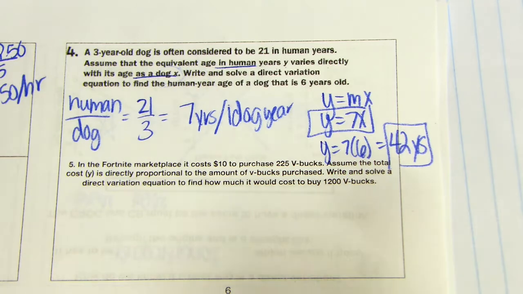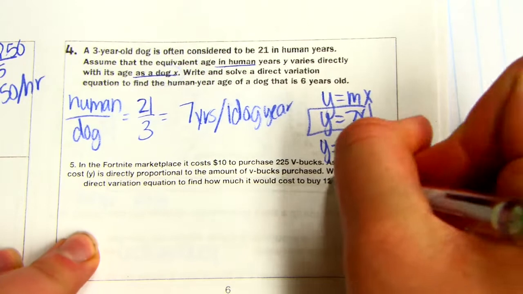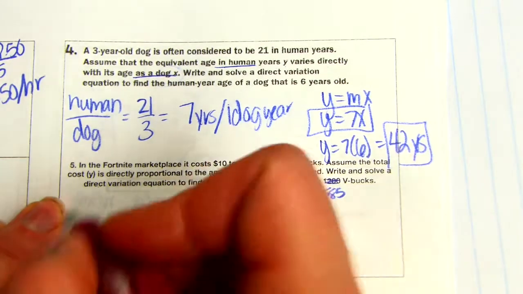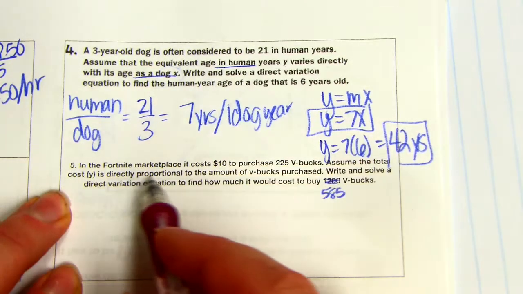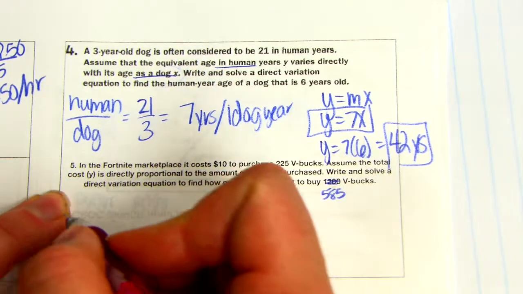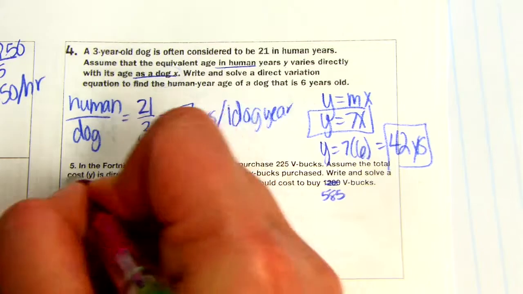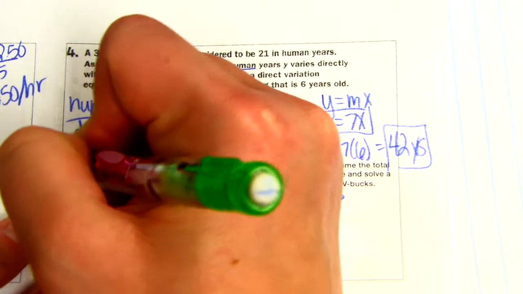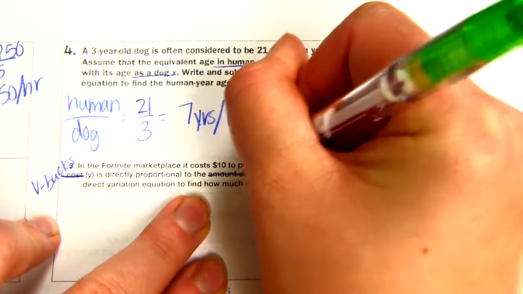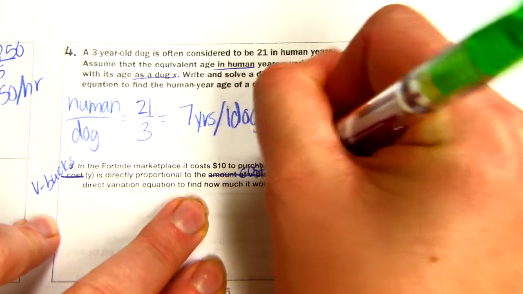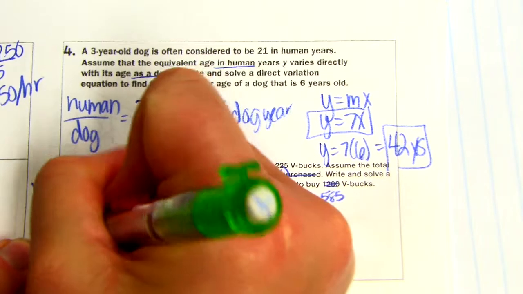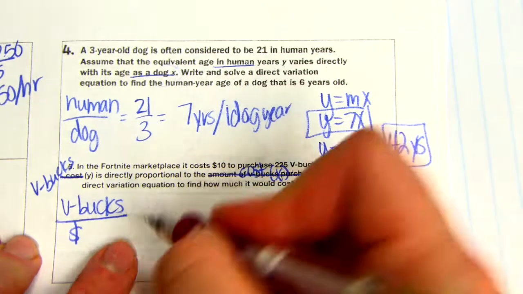Okay, we got to switch some of this around in number 5. This 1200 we need to change to 585, and we need to swap these two. So in Fortnite Marketplace, it costs $10 to purchase 225 V-Bucks. Assume the total cost, but we're going to change that. Assume the total V-Bucks is directly proportional to the cost, which is our x. So we're going to do V-Bucks over cost. Just a typo in there.